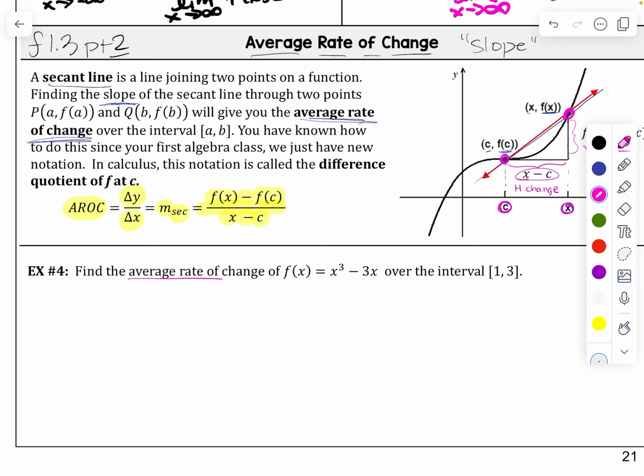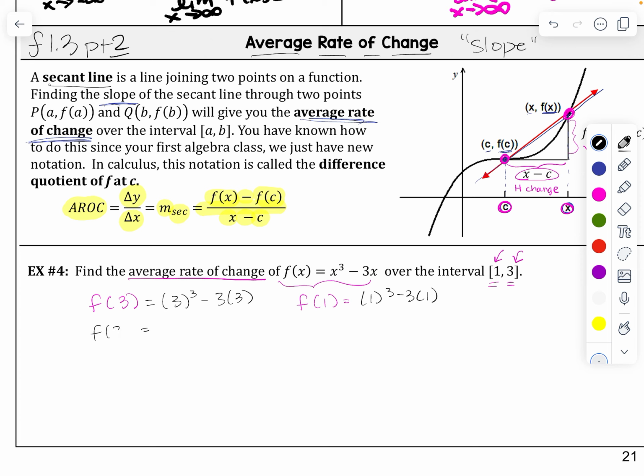So this one says find the average rate of change where f of x equals x cubed minus 3x over the interval 1, 3. So here's what this means. We're going to find the average rate of change, where this is our first value of x and this is our second value of x, okay? So let's find f of 3 and let's find f of 1. Instead of x cubed minus 3x, we're going to use 3 cubed minus 3 times 3. And then for f of 1, we're going to use 1 cubed minus 3 times 1.